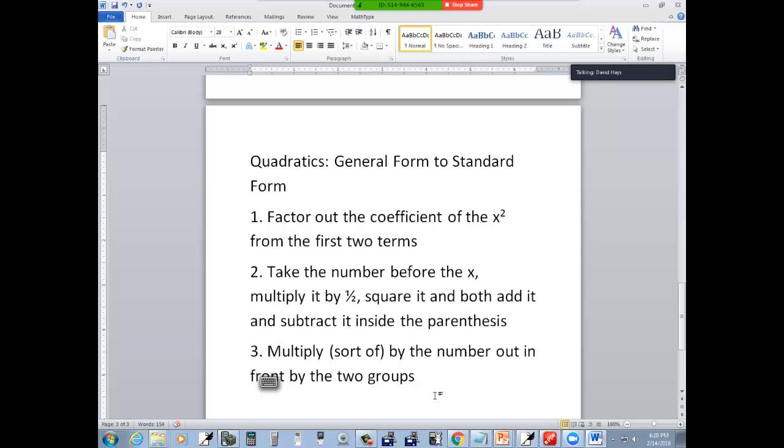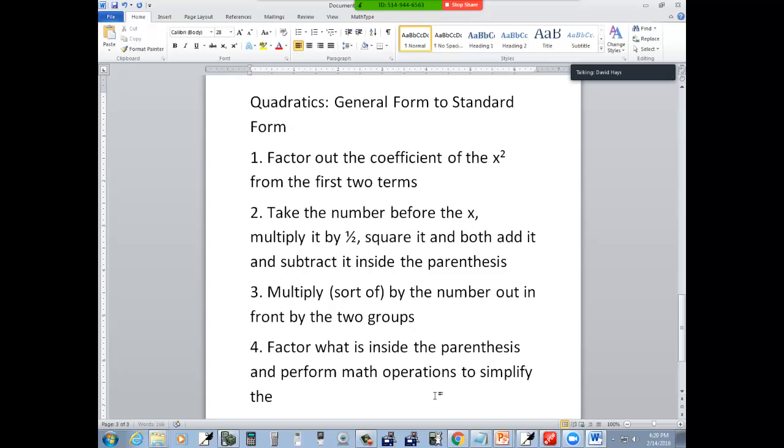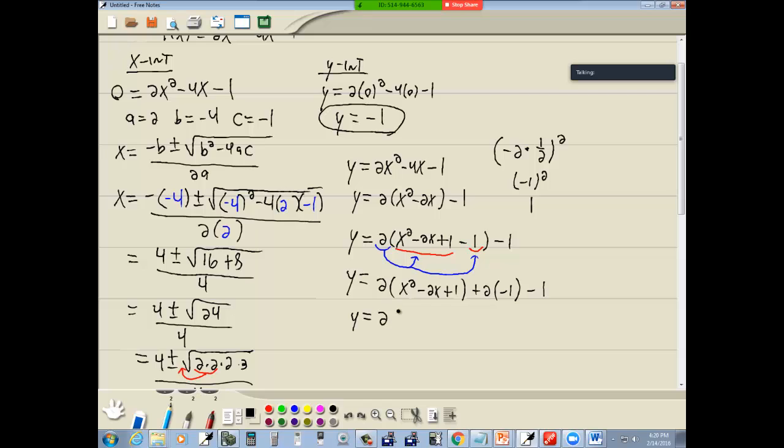Okay. And then you're going to factor what is inside the parentheses and perform math operations to simplify the numbers. So this now factors as x minus 1 squared, and 2 times -1 is -2 minus 1 gives us -3. Okay. And now that's in standard form.